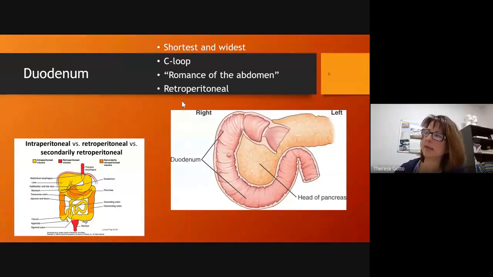Pancreas. That's right. Okay, so all of these are retroperitoneal. And then when it goes into the jejunum, that's where it's coming back into the peritoneum.